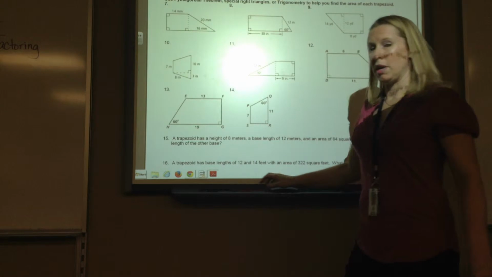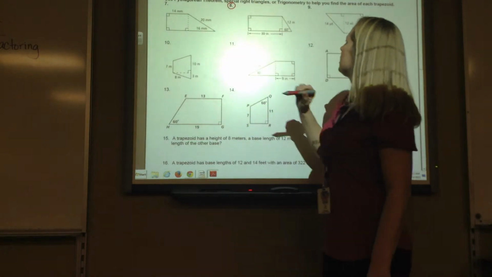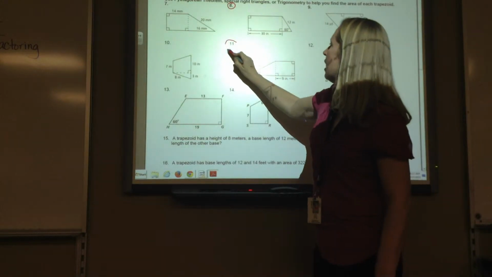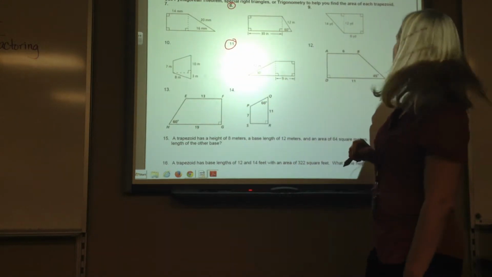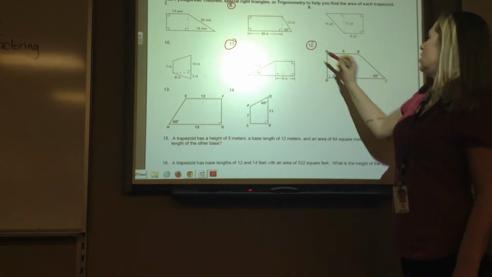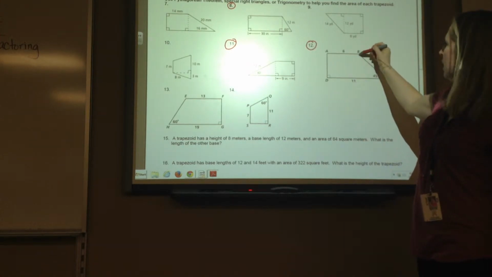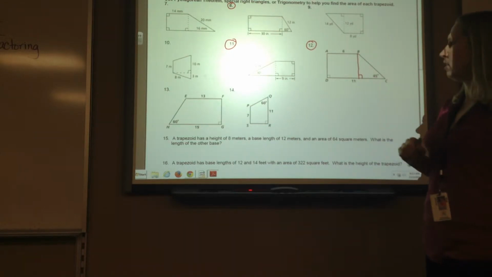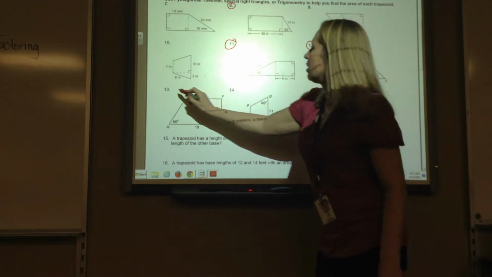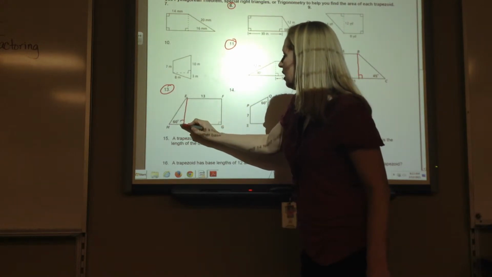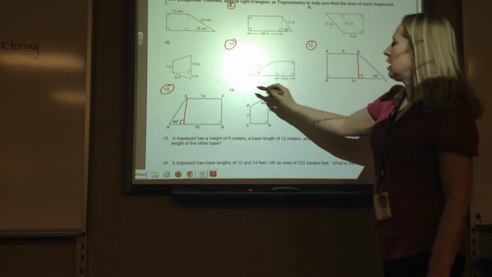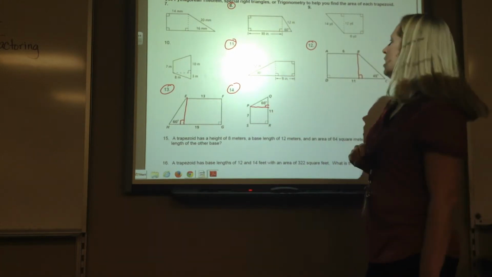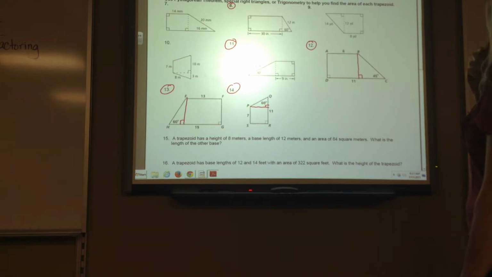You will need to use special right triangles on 8. You've got a 30, 60, 90 triangle. On 11, you've got a 30, 60, 90 triangle. On 12, when you draw this in, you're going to have a 45, 45, 90 triangle. On 13, you'll have a 30, 60, 90. And on 14, you'll have a 30, 60, 90. So let's look at one of those.